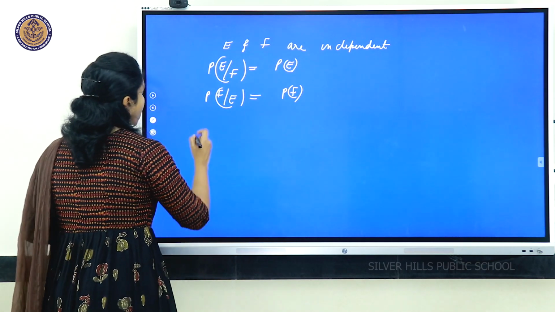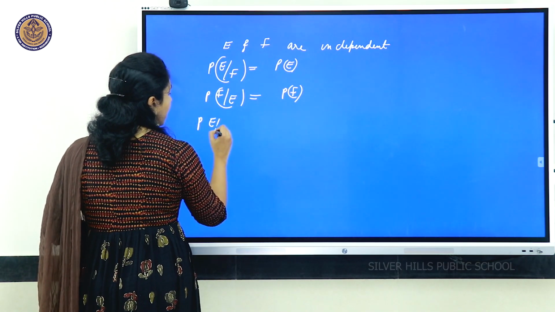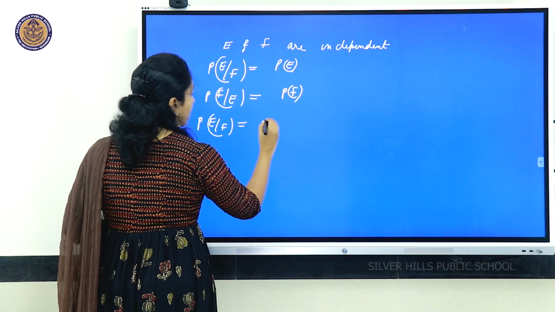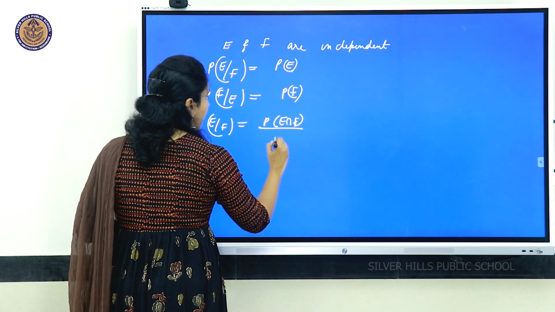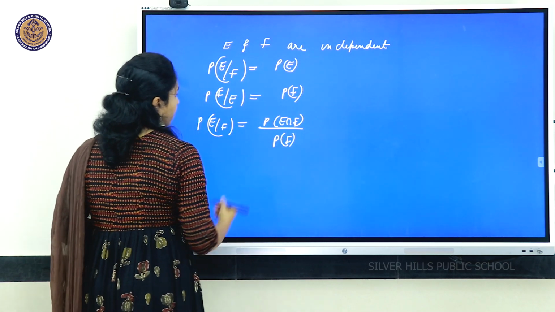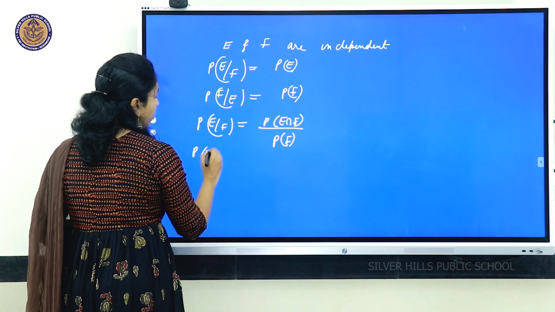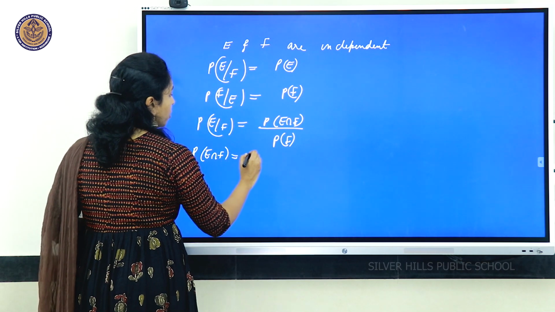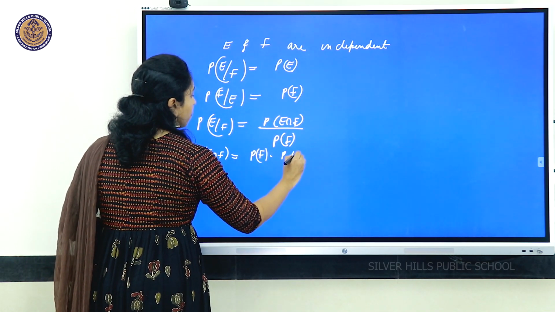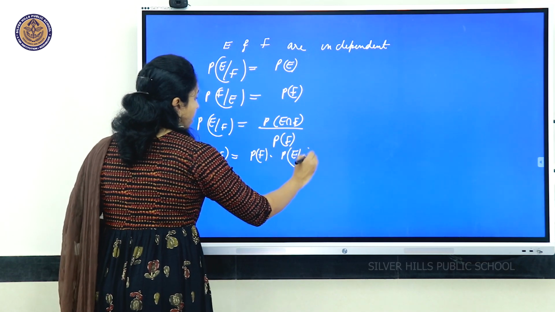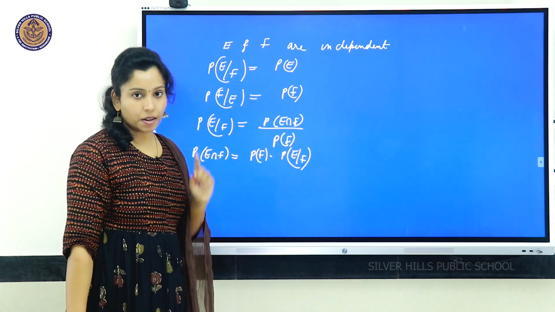Okay, and one more thing: we know the probability of E given F, by definition, is P of E intersection F divided by P of F. So, what is P of E intersection F? That is equal to P of F into P of E given F. Suppose E and F are independent.